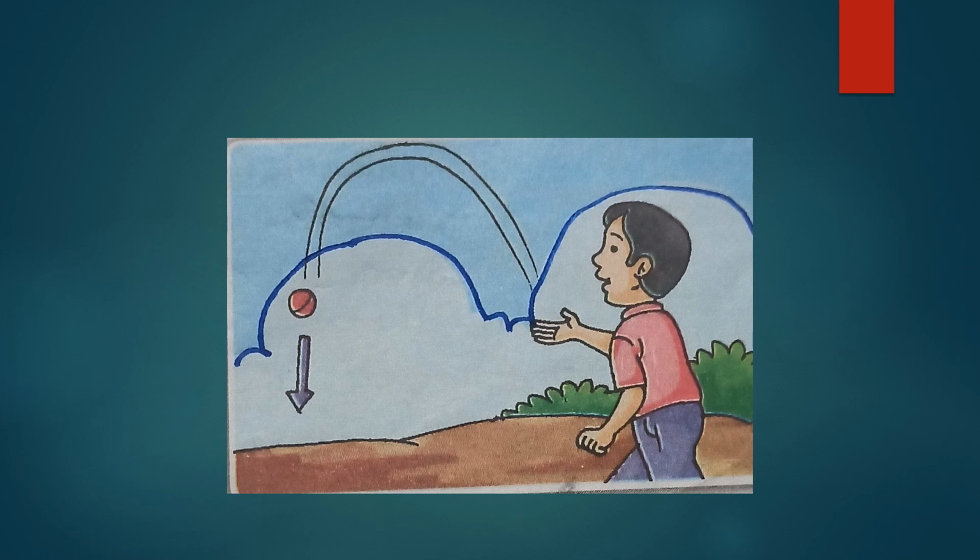You can see a boy has thrown the ball upwards, but after a few seconds, the ball just drops to the ground because of the gravitational pull of the Earth.